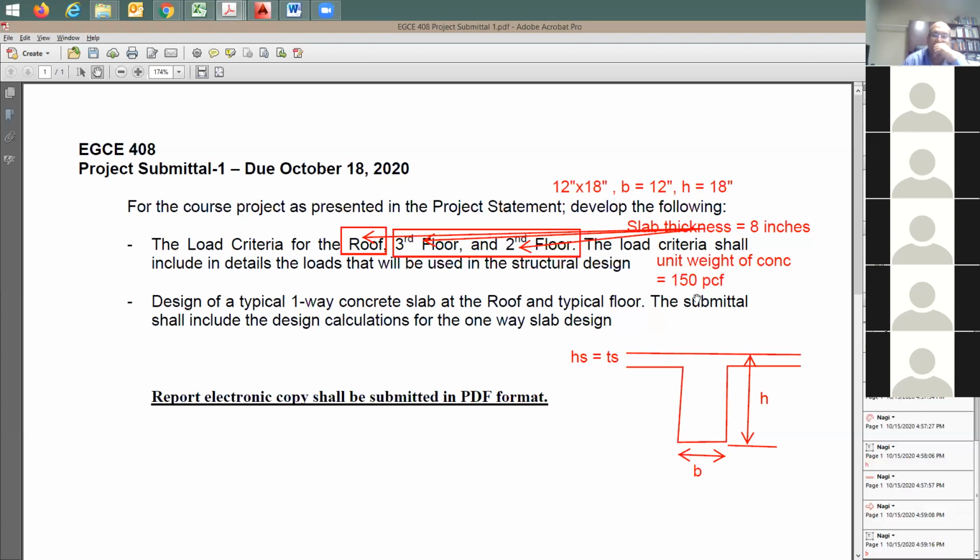Is it going to be the same thing for the girders also? Yeah, girders is going to be the same size. All beams is going to be like this size.